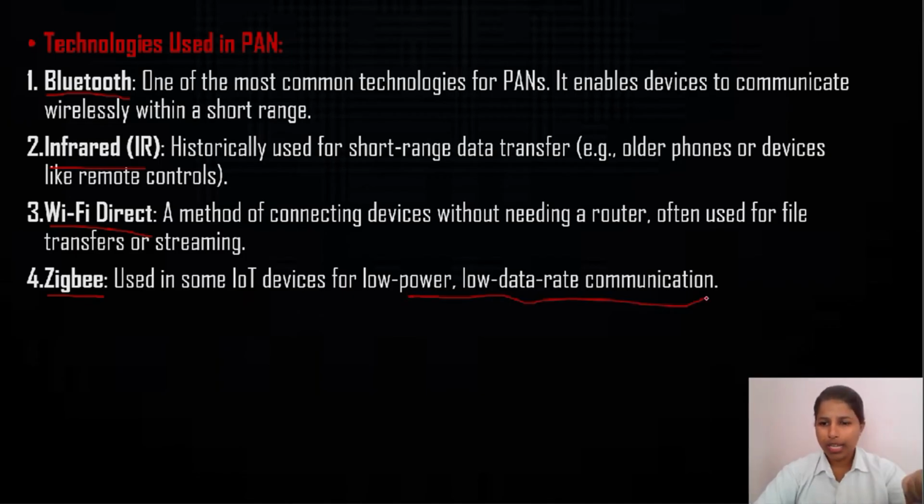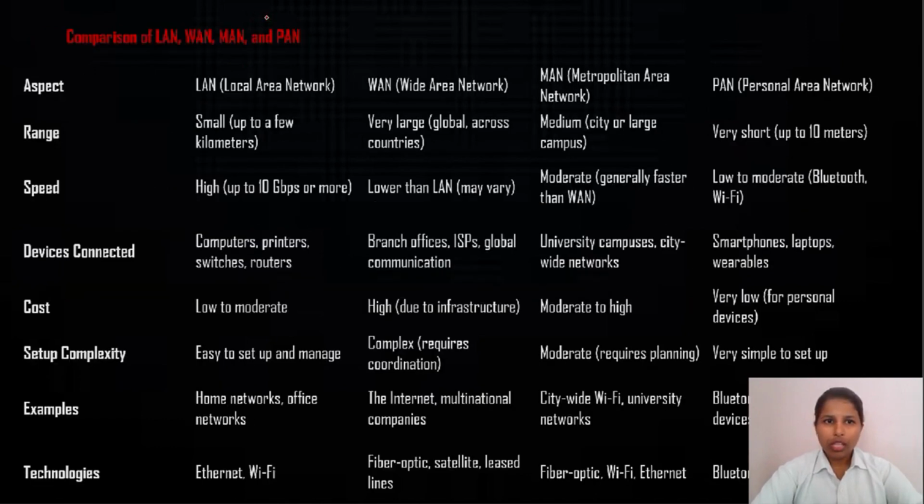I hope you understand about the LAN, WAN, MAN, and we also discussed the PAN. Now we can see the comparison between LAN, WAN, MAN and PAN. First we can look at the full form and the range. If you are checking the LAN, it is a few kilometers. Think about our home, how far our Wi-Fi connection reaches. That is our LAN.